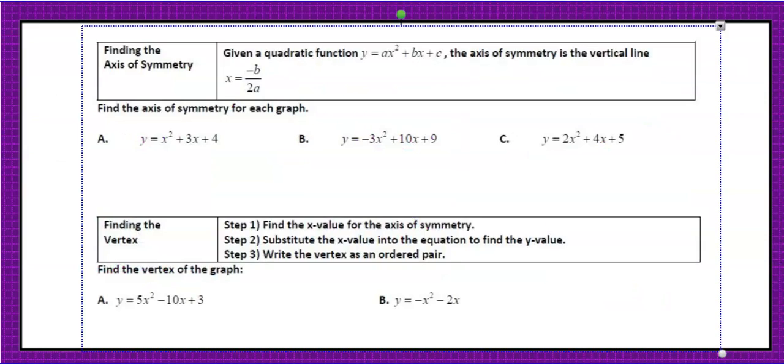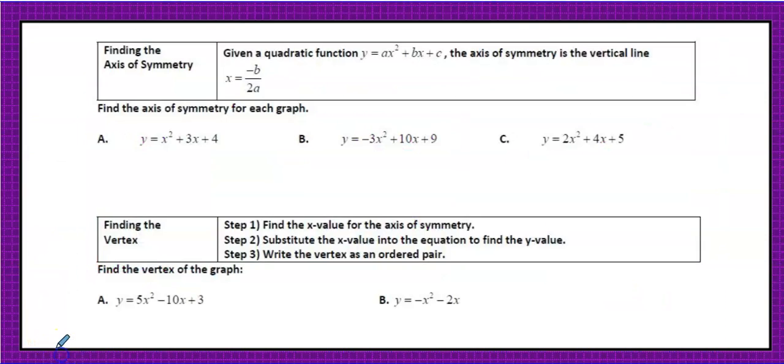So let's say you're not actually looking at the graph and you're looking at the equation like these down here, and you need to find the axis of symmetry. Well, there's a formula for that, and it's right here. x equals the opposite of b, so this is a sign change of b, over 2 times a. And remember, b is here and a is here. Okay, so if we wanted to find the axis of symmetry for part A, a equals 1 and b equals 3. So we would plug it into this formula.